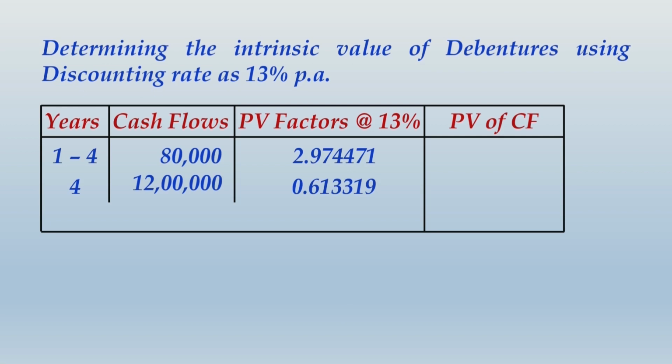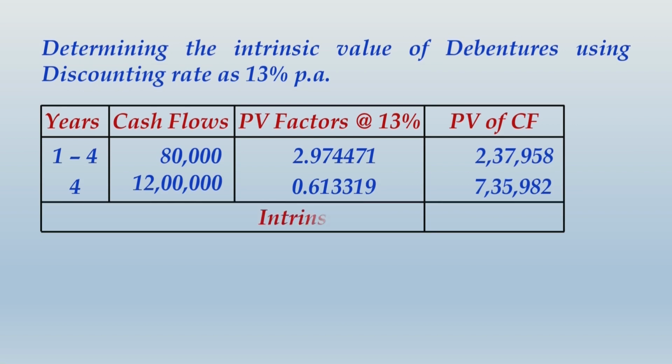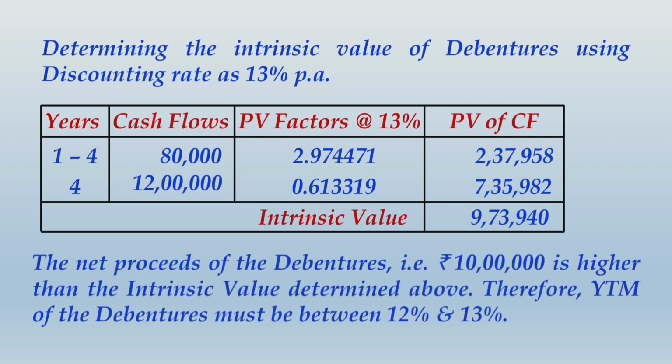Just don't copy the figures, make sure that you are using your calculators, understanding and writing it, because when the right time comes you will have to solve questions on your own. Now we are clearly finding that this time the intrinsic value is lower than the net proceeds of 10 lakhs. That means we are sure that YTM will be lying between 12% and 13%. So let us write that line as well. The net proceeds of the debentures, that is rupees 10 lakhs, it is higher than the intrinsic value determined above.